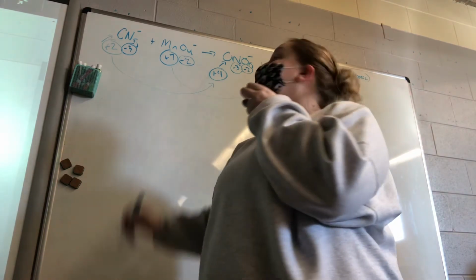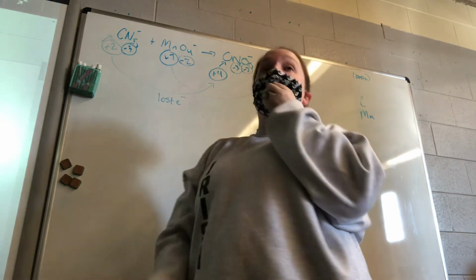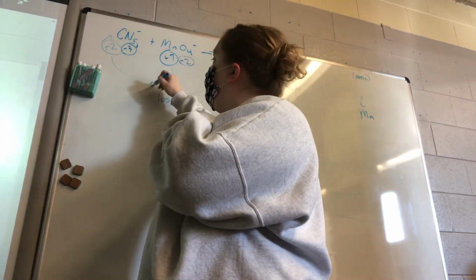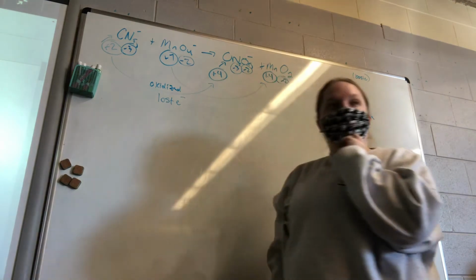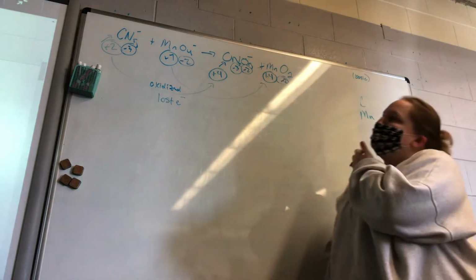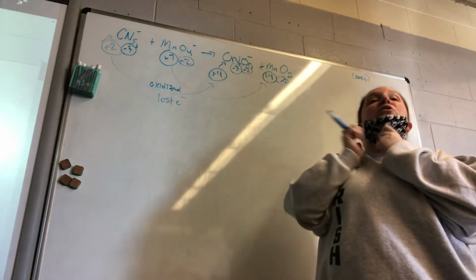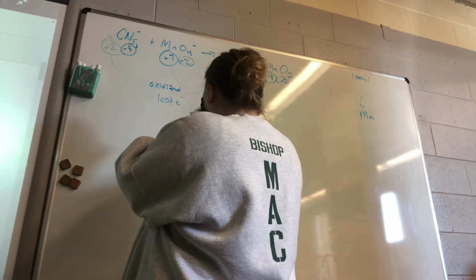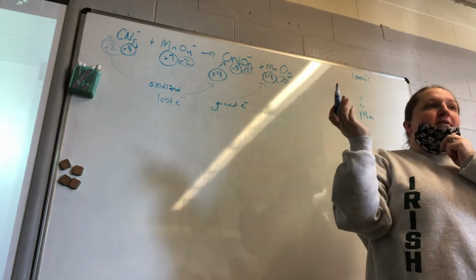Remember, it lost electrons. When it becomes more positive, it means it gave up negative charges, which means it was oxidized. Manganese went from +7 to +4. Did it gain or lose electrons? It gained electrons. If you're confident on one of them, the other one has to be the opposite.